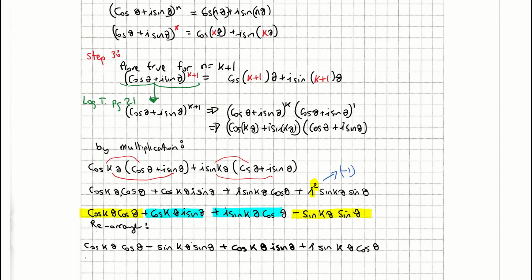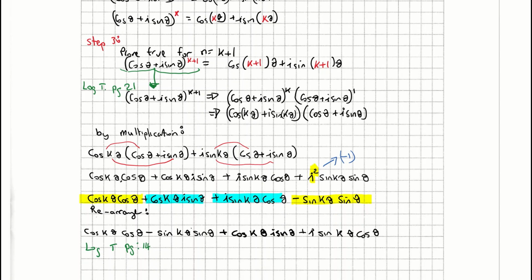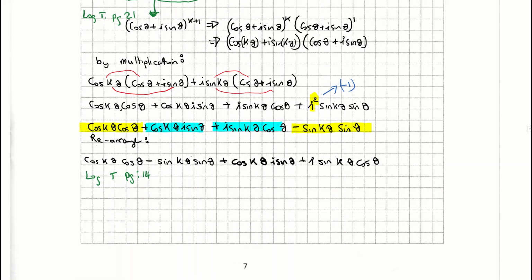I'm going to go now to my log tables once again. So log tables, and this time we're going to page 14. So we're using some rules now on page 14 of our log tables. And what I'm using here now is the addition formula for cos a plus b. So hopefully you can see that cos a plus b is this section here. All it's changing here is that I'm now using a k theta and a theta instead of a and b. So in your log tables it's written as cos a cos b minus sine a sine b. And that's basically giving me cos a plus b.